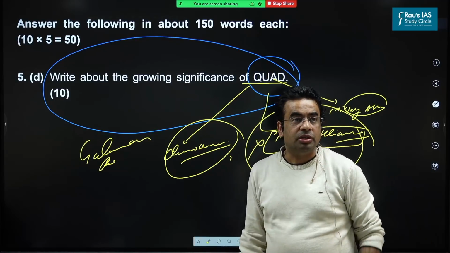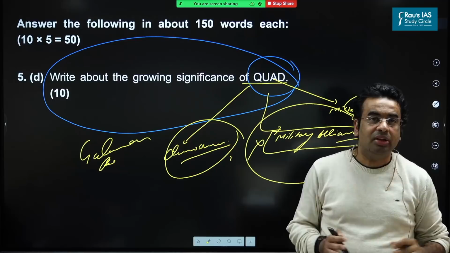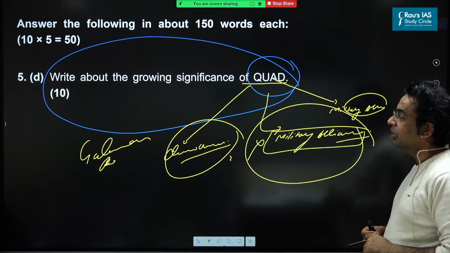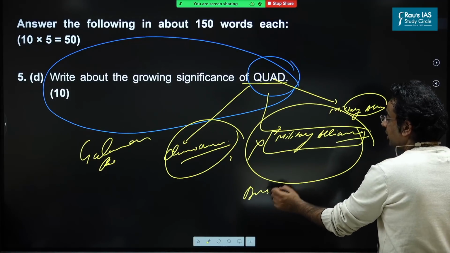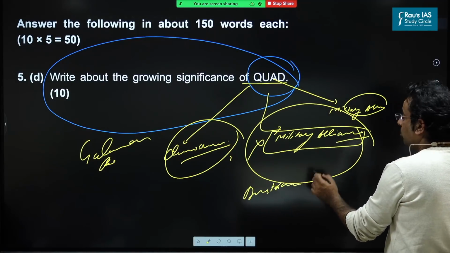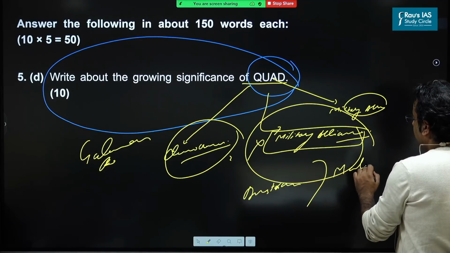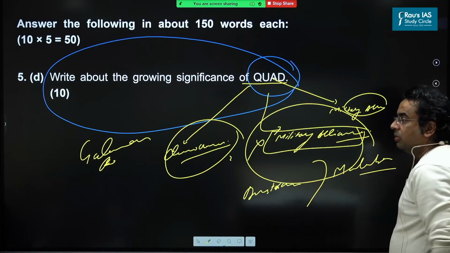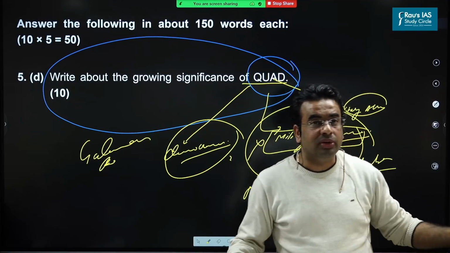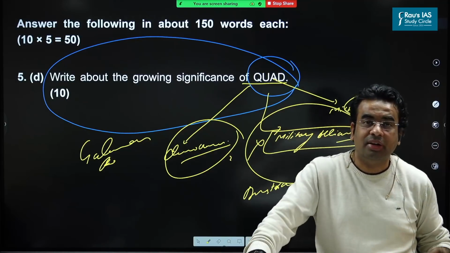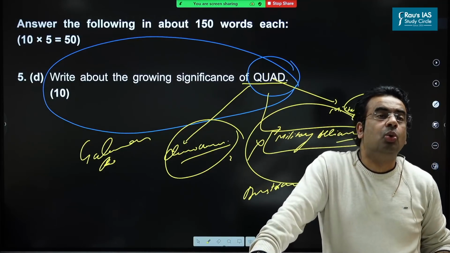So there is no inhibition. You should not show any inhibition in accepting Quad as a military alliance. On what grounds can we say this? Because India allowed Australia to be a party to the Malabar military exercise. And as India has now accepted that Australia can be a party to the Malabar military exercise, it is not wrong to say Quad is a military alliance.